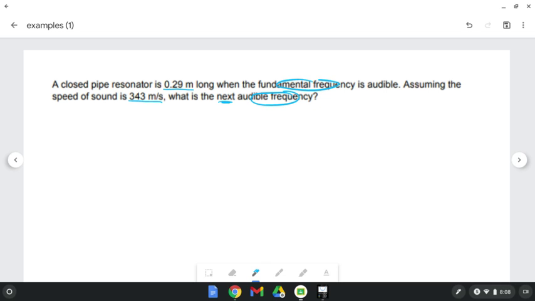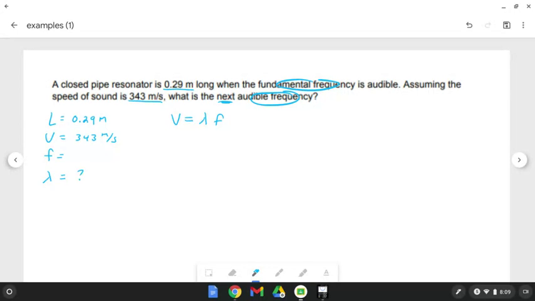So what do I know? Well, I have the length of this closed pipe, which is 0.29 meters. I have the velocity, which is 343 meters per second. And that's about it, right? We're looking for frequency. Now, in order to get that, we need to think about which equation to use. I would recommend, because we're looking for frequency, to use v equals lambda f, wavelength times frequency, but we don't have wavelength yet. That's our first big goal there.